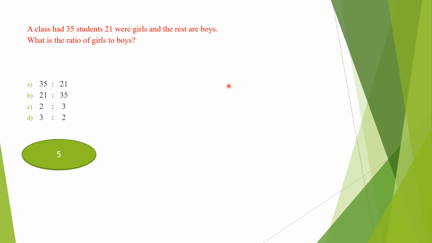Now we are going to try another question. A class had 35 students. 21 were girls and the rest are boys. What is the ratio of girls to boys? We have some possible answers here.